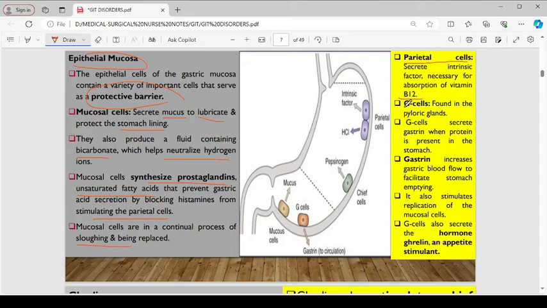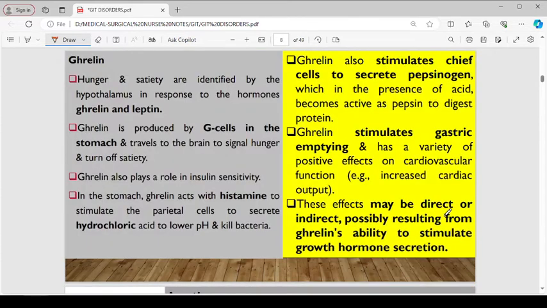Okay? G cells are the next, and these are found in the pylorus glands. G cells normally secrete gastrin hormone. This is secreted when protein is present in the stomach. So gastrin will increase gastric flow to facilitate stomach emptying. It also stimulates replication of mucosal cells. G cells also secrete a hormone. We have the ghrelin, and this hormone ghrelin is an appetite stimulant.